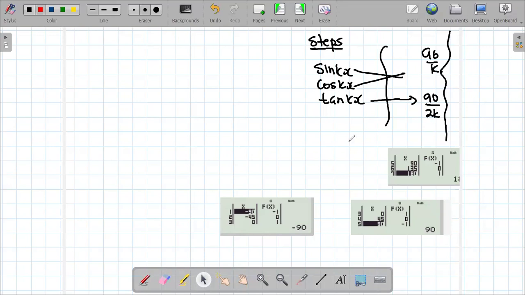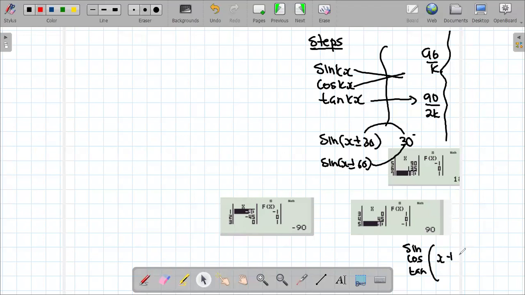So if I have sine x plus or minus 30, cos x plus or minus 30, tan x plus or minus 30, the step is just the last number here, which is 30. Even if you have x plus or minus 60, the step remains 30. But if you have sine, cos, tan, it could be x plus or minus 45. The step will be 45 degrees.